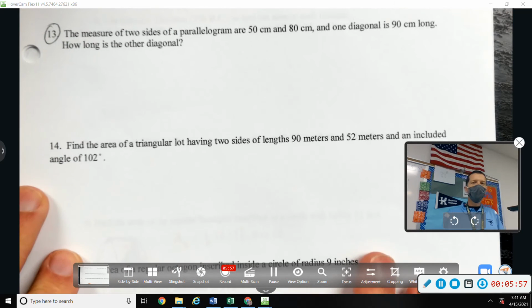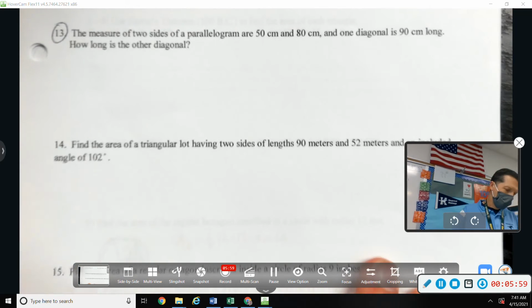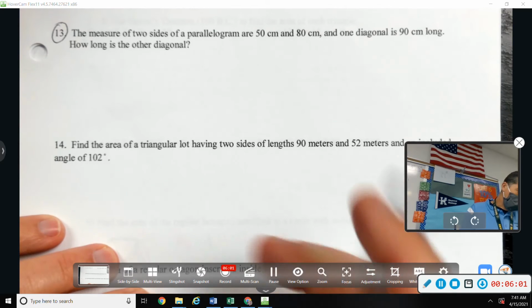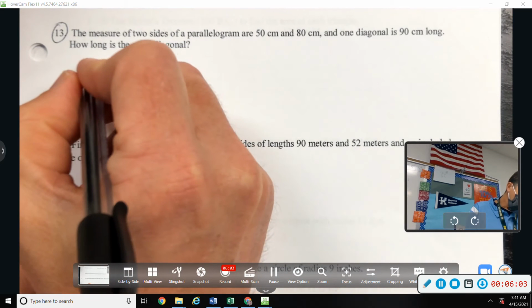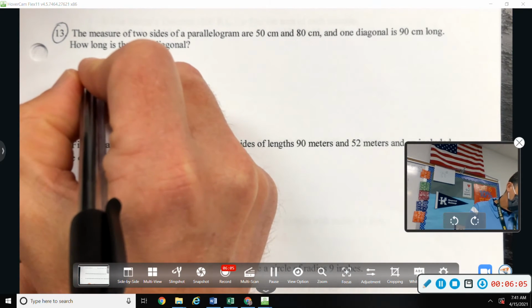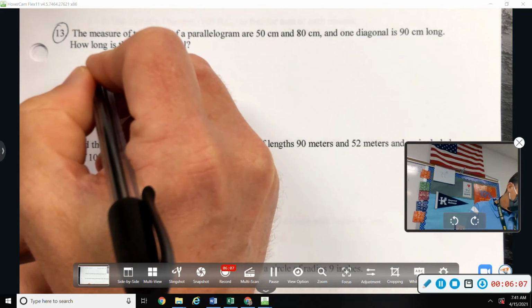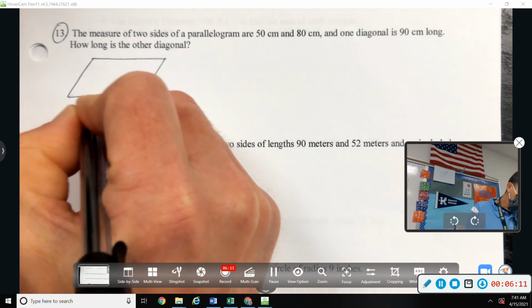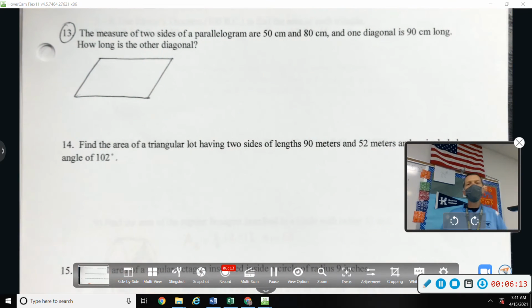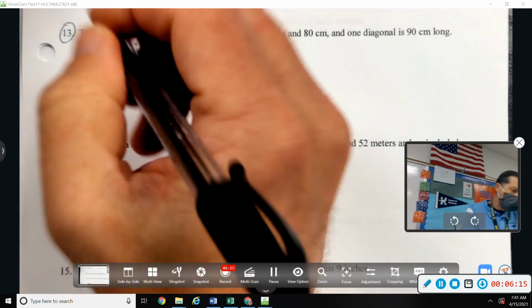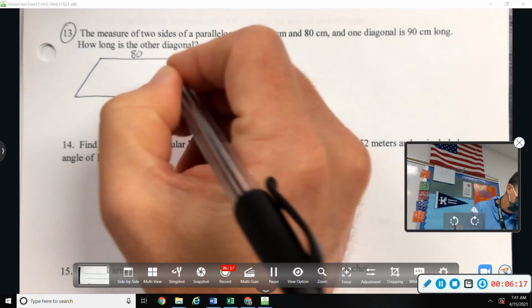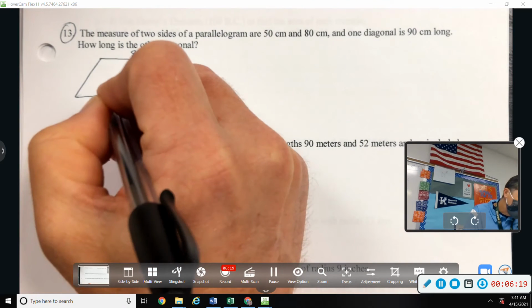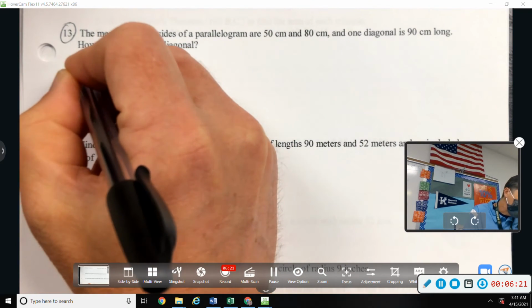A little more geometry going on here. The measure of two sides of a parallelogram are 50 and 80. So I don't really know what the parallelogram looks like. I'm definitely going to make one side shorter than the other side because it's 50 and 80. Again, I don't need to be to scale, but reasonably to scale might help me make sense of the answer.